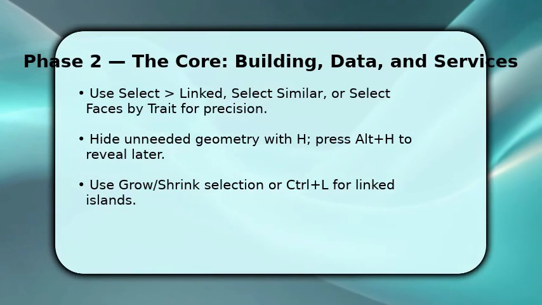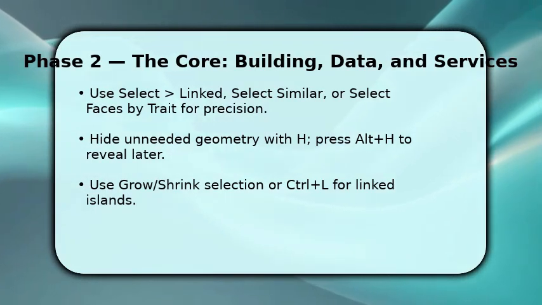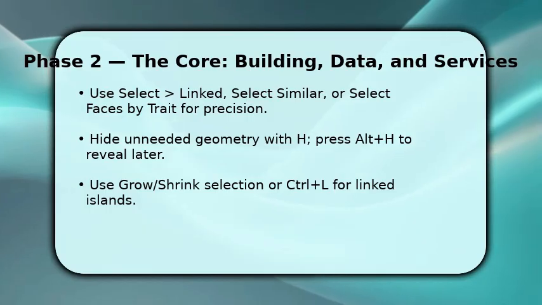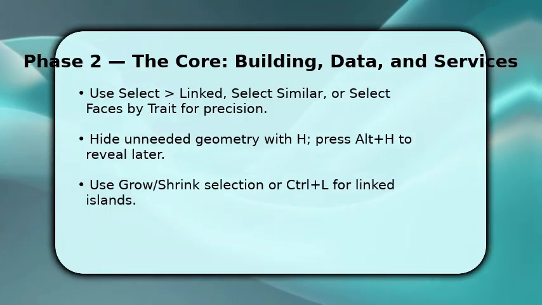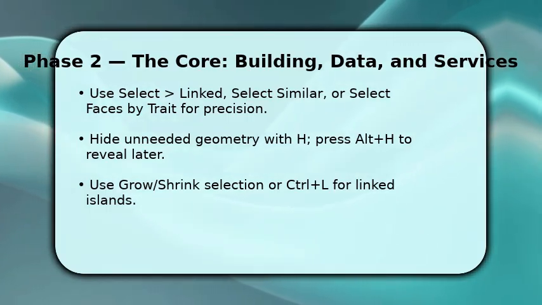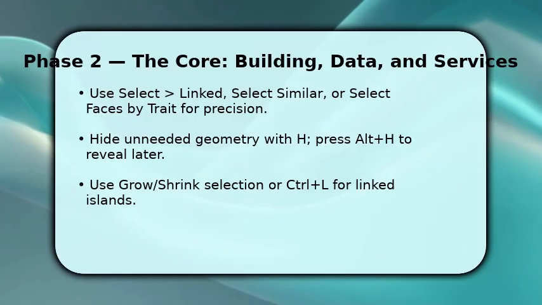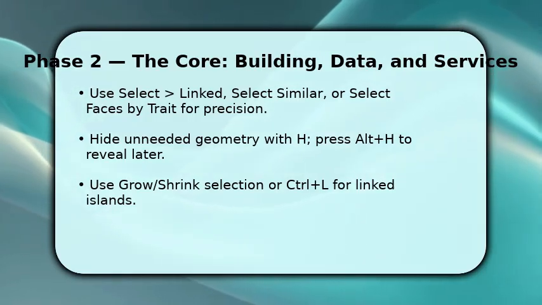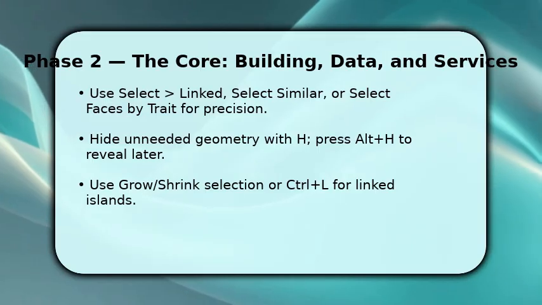Now refine what you selected. You want the exact faces that matter. Use select link to grab contiguous islands or select similar to match attributes like area or material. Once refined, hide the rest with H so you can focus. Later press Alt plus H to reveal everything.